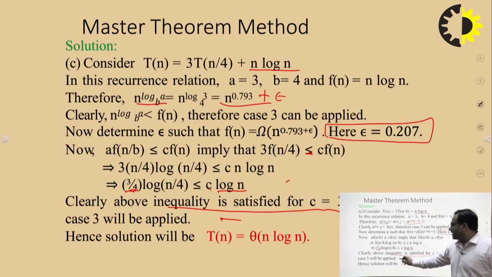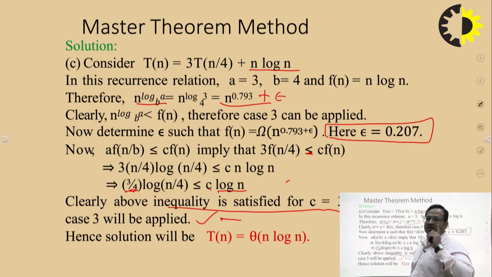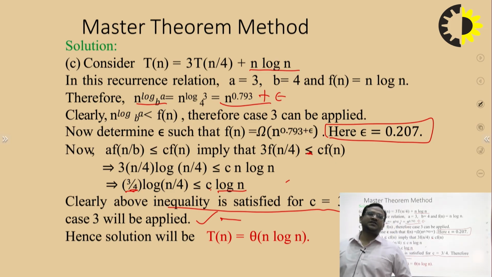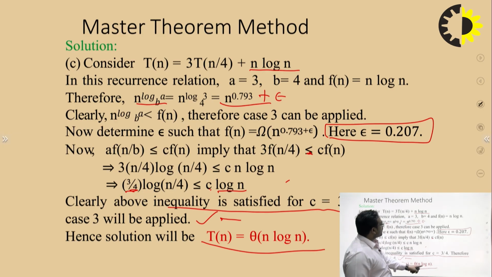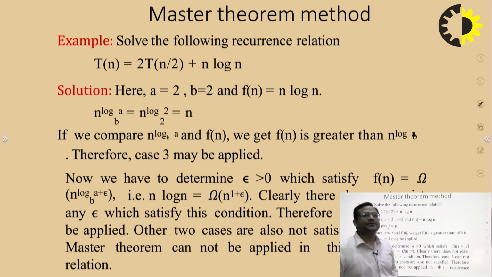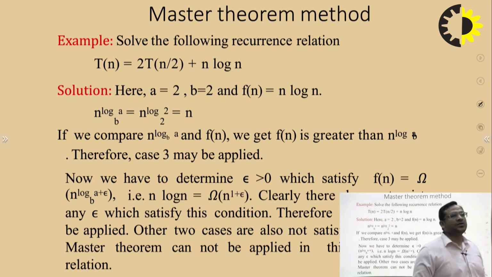So you can apply case number 3 here. Case number 3 tells us that if both conditions are satisfied for all the values, then T(n) is equal to theta of f(n). f(n) is n log n. So the solution is n log n. Got my point? So this is the way you can solve problems in the master theorem.